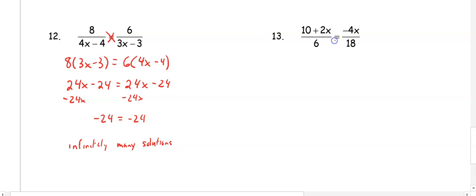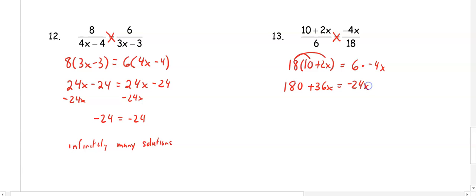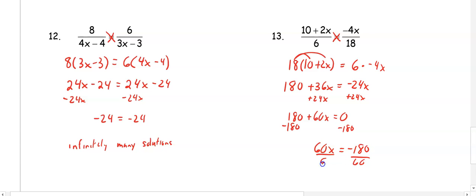In number 13, when we cross multiply, we have 18 times 10 plus 2x equals 6 times negative 4x. When we distribute, we get 180 plus 36x is equal to negative 24x. So we can move our smaller x by adding 24x to both sides. 180 plus 60x is equal to 0. We're going to move the 180 to the other side by subtracting. 60x is equal to negative 180. So we divide by 60. We get x is negative 3.